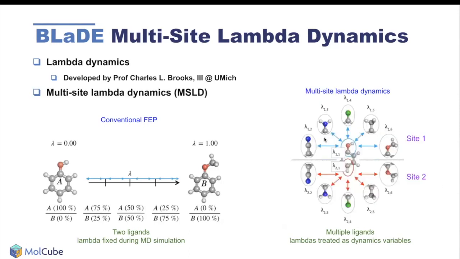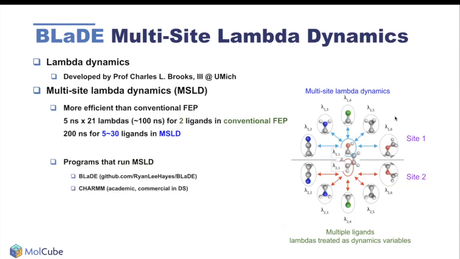The multi-site lambda dynamics is an extension of lambda dynamics. It allows us to change substituents at different regions in a molecule. In this way, we can have different combinations of substituents covered in one MD simulation. Therefore, it is obvious that the MSLD method is far more efficient than the conventional FEP method.